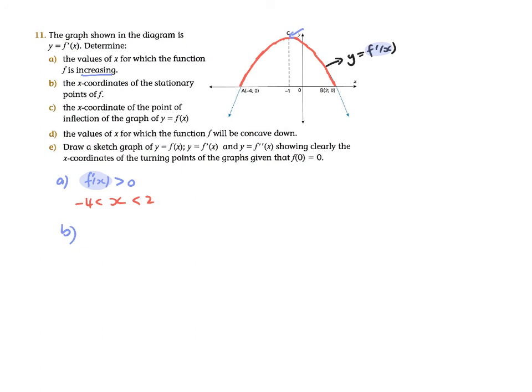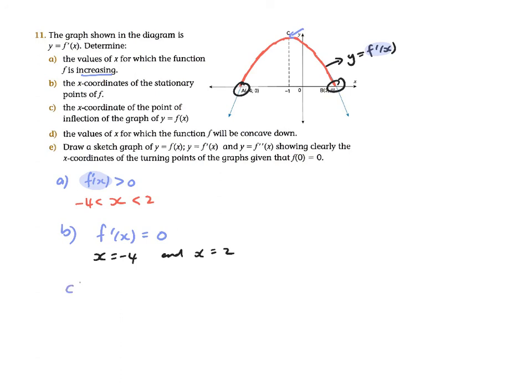You need to be able to say that. So the x-coordinates of the stationary points of f. The stationary points of f is when f prime x, the derivative of f of x, is equal to 0. So where is the derivative of f of x equal to 0? The derivative of f of x again is this function. Where is y equal to 0 here? Well, there we go, and there we go. So where is it equal to 0? At x is equal to minus 4, and at x is equal to 2. There's where the derivative is equal to 0. Okay, let's go for it.